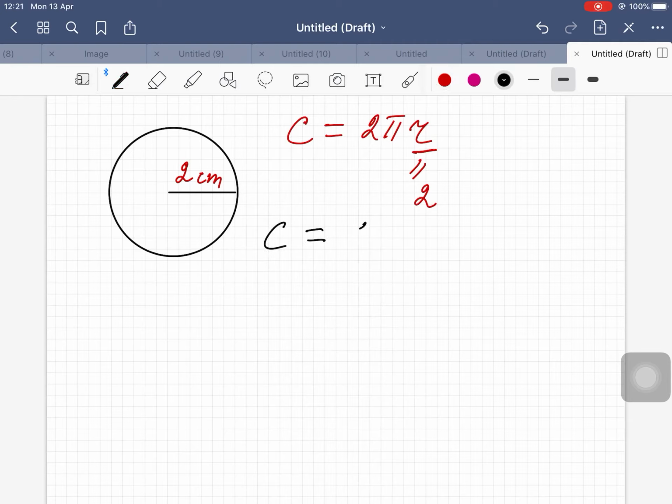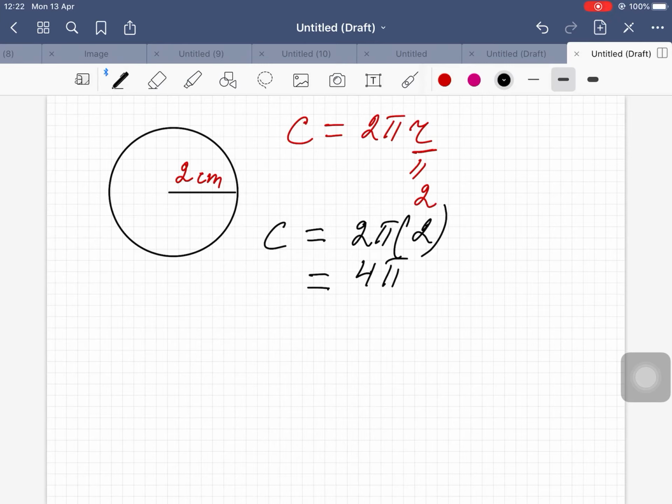So it becomes 2 pi. You want to keep it in your formula, and you multiply it by 2. And all you need to do is just simplify it down as much as possible. 2 times 2, that would leave you with 4 pi.